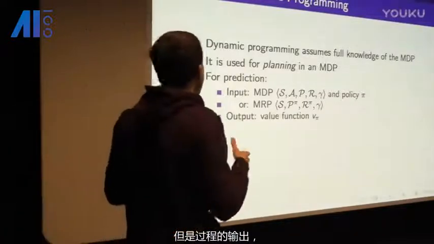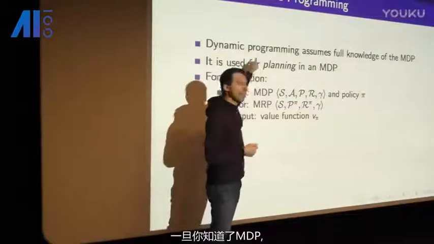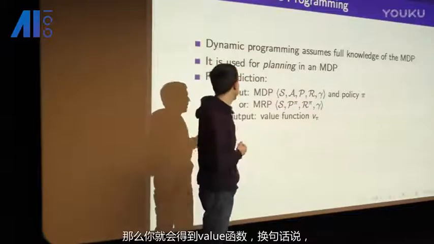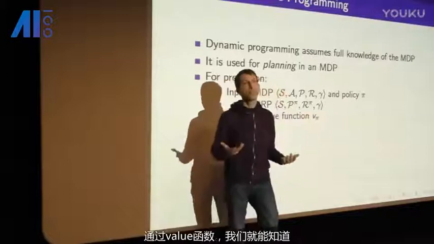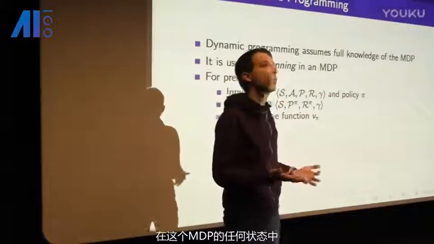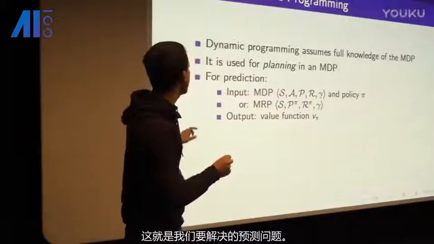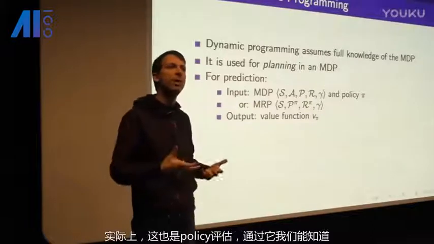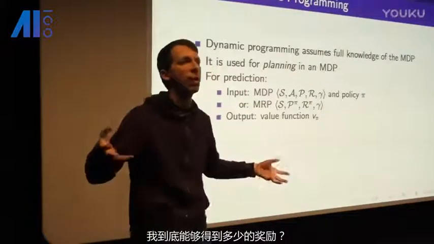What we're asking for is some black box, this planning thing, which you give the MDP and a policy, and it tells you a value function. The output of the planner is a value function. The value function tells you how much reward you're going to get from any state in this MDP. That's what we want to do for the prediction case. That's the first form of planning we might consider. This is policy evaluation, figuring out how good a policy is. How much reward are we going to get when we wander around in this world?